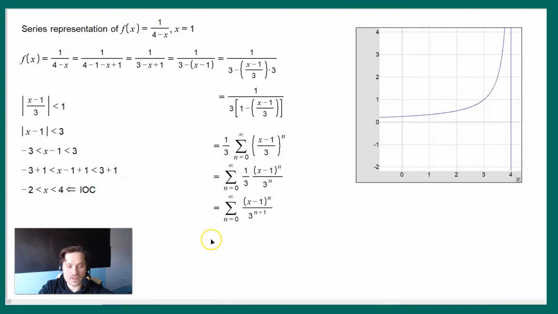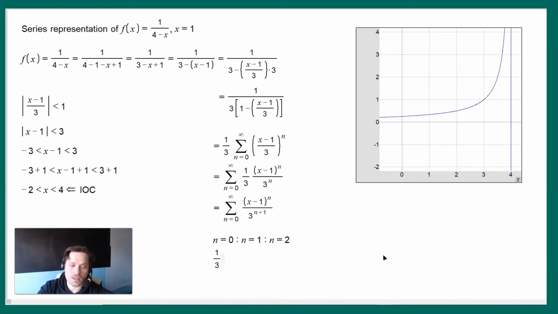Lastly, just to convince ourselves that this actually represents the function, we should write out 3 or 4 terms and make sure that when we plot the polynomial version it matches the graph correctly. So set n equal to 0 as an example, then n equal to 1, and then n equal to 2. When n is 0, x minus 1 to the 0 is 1, and n plus 1 is 1 in the bottom, so it's 1 over 3.